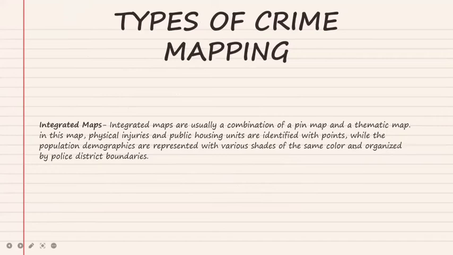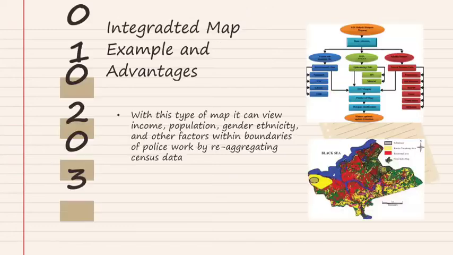Next type of crime mapping, we have integrated maps. Integrated maps are usually a combination of a pin map and a thematic map. In this map, physical injuries and public housing units are identified with points, while the population demographics are represented with various shades of the same color and organized by police district boundaries.